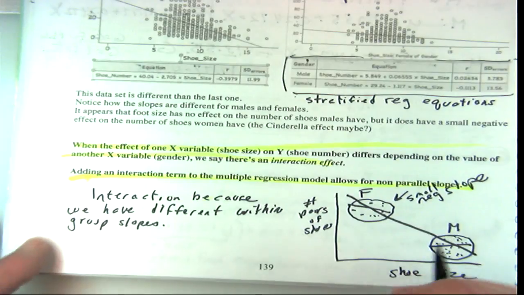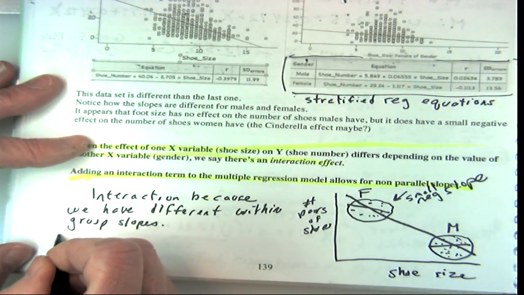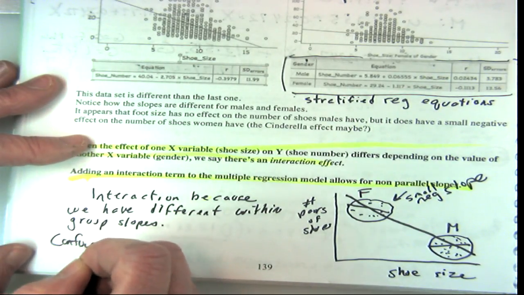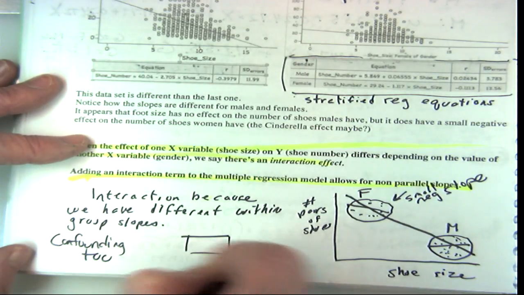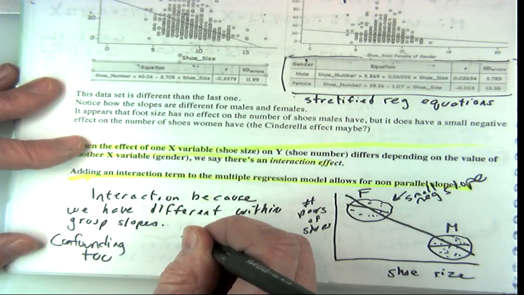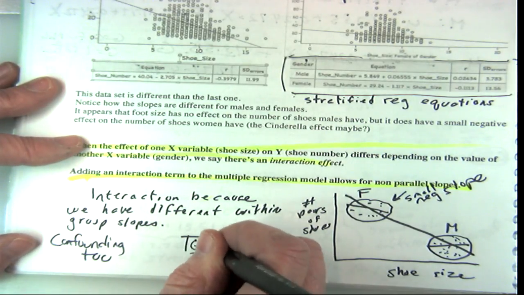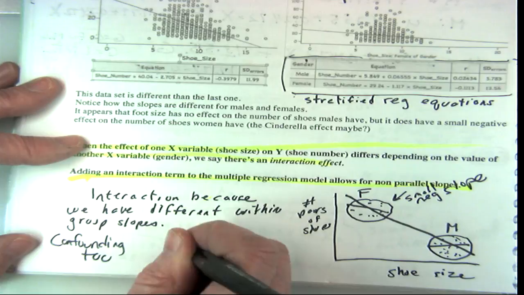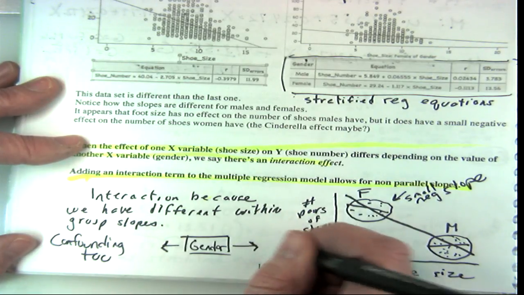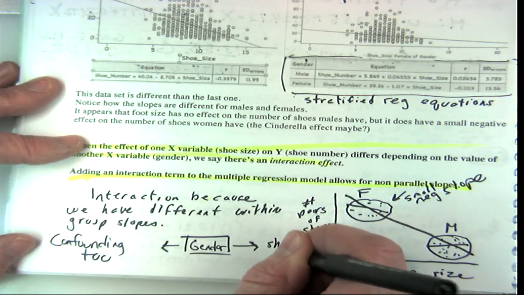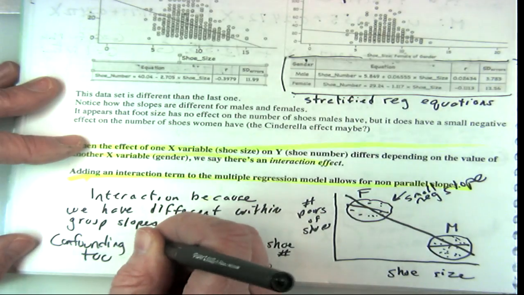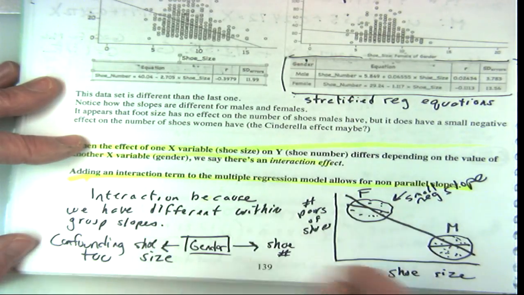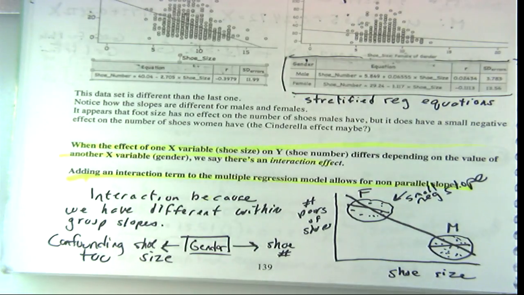And there's still confounding too. There's confounding, which is completely different. There's confounding too, because why? We still have group membership, gender, affecting both things, both shoe number, the Y variable, and shoe size. So we've got both going on here. All right? So how are we going to deal with it? Well, we're going to add an interaction term.